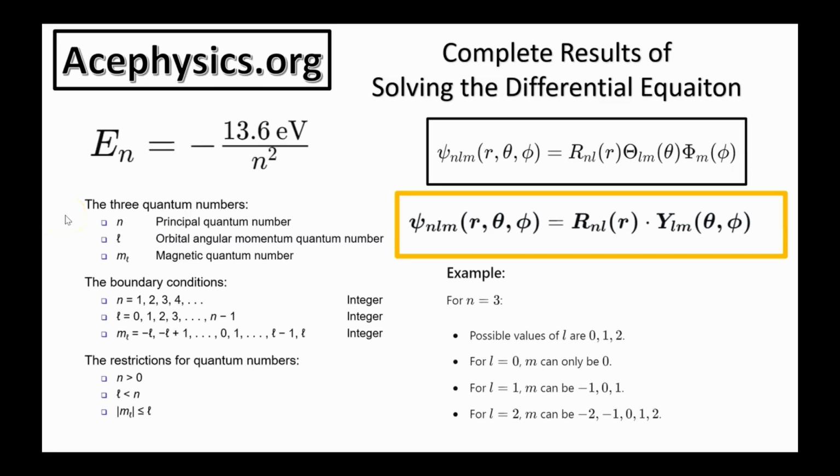The boundary conditions put restrictions on the quantum numbers. n must be an integer. It starts from 1 and it can take on any integer value going to infinity. L goes from 0 to n minus 1, and ML goes from negative L to plus L.